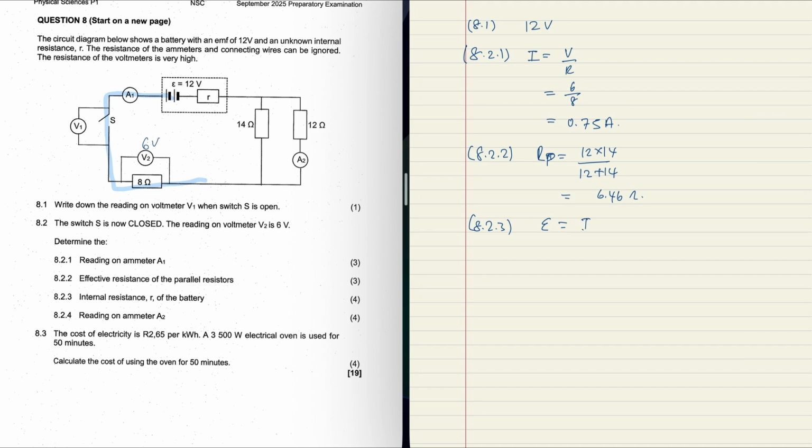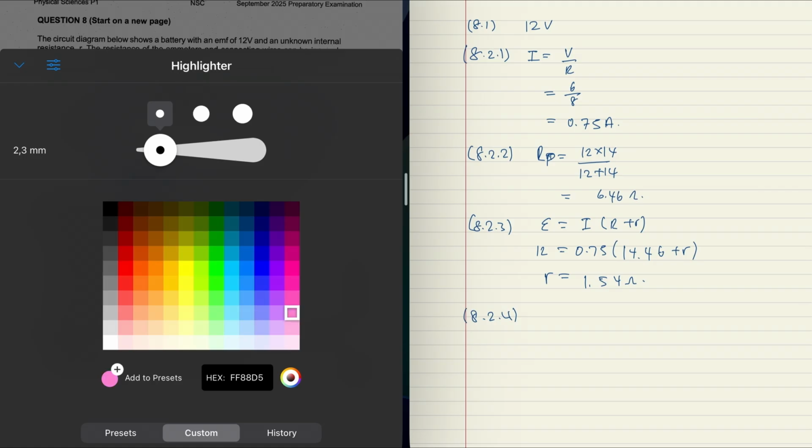Question 8.2.3, determine the internal resistance of the battery. EMF is equal to I into big R plus small r. 12 is equal to 0.75 into, the total resistance is going to be 8 plus the parallel, which is 6.46, so 14.46 plus r. We're going to solve for r. r is going to equal 1.54 ohms. Question 8.2.4, determine the reading on ammeter A2. So A2 is reading the current that is going through this resistor here.